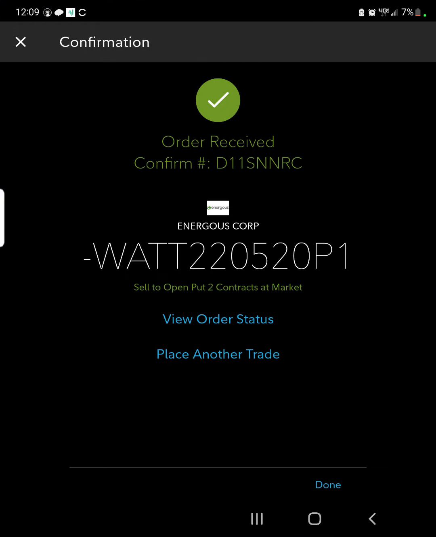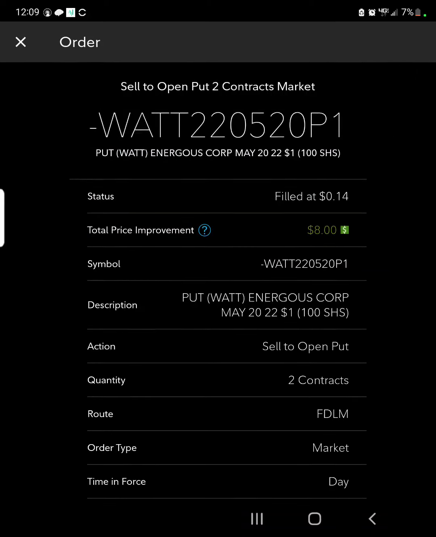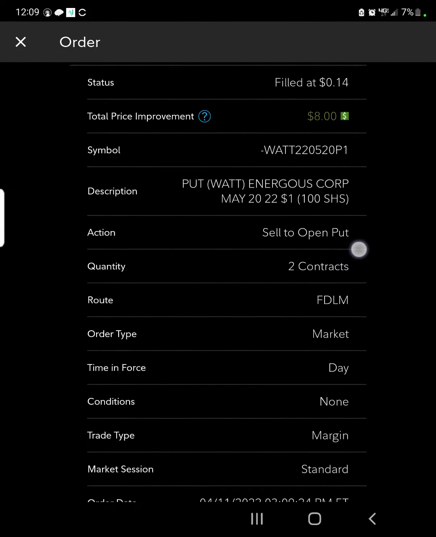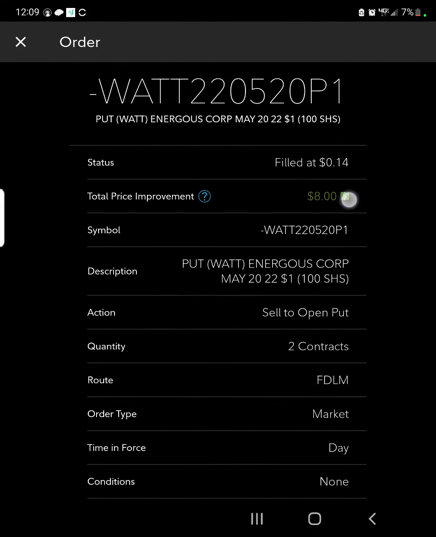And the order is received. It will take you to a transaction page where you can then find it on recent orders, and you can see where it's at. And again, to read this, this is showing that it's a put. That's the strike of $1. And this is the expiration date, and that is the actual stock ticker.